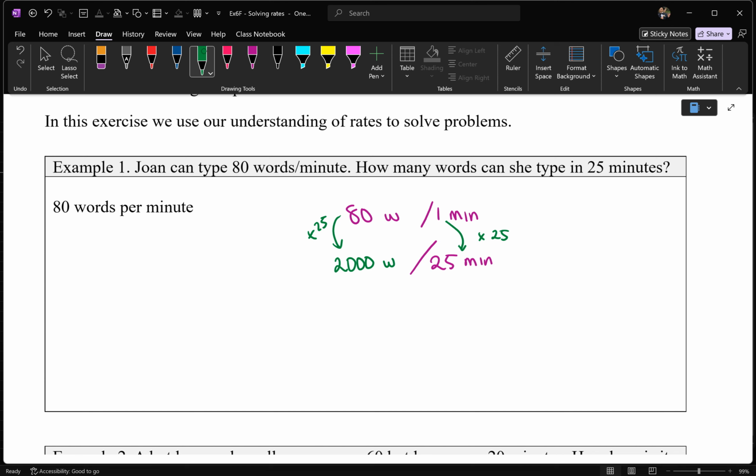because we're just using that rate, that if every single minute, assuming that Joanne doesn't make a mistake and it's always the same for every minute, then it's 80 words per minute all the time. But then after 25 minutes, she should be able to type 2,000 words. So then your answer here is, how many words can she type? She would type 2,000 words.